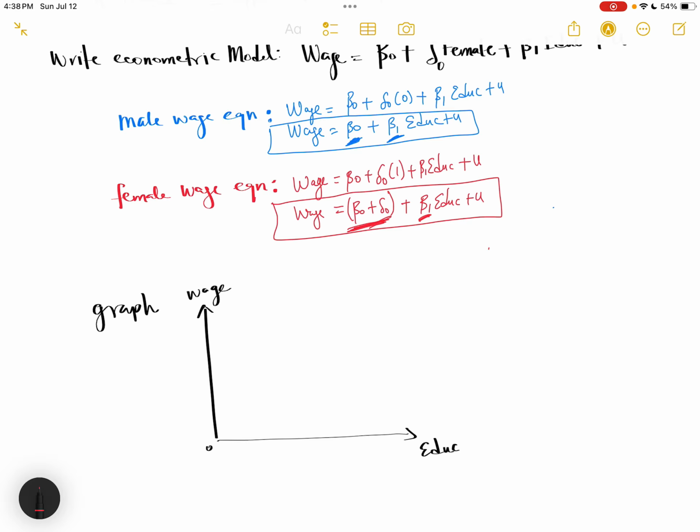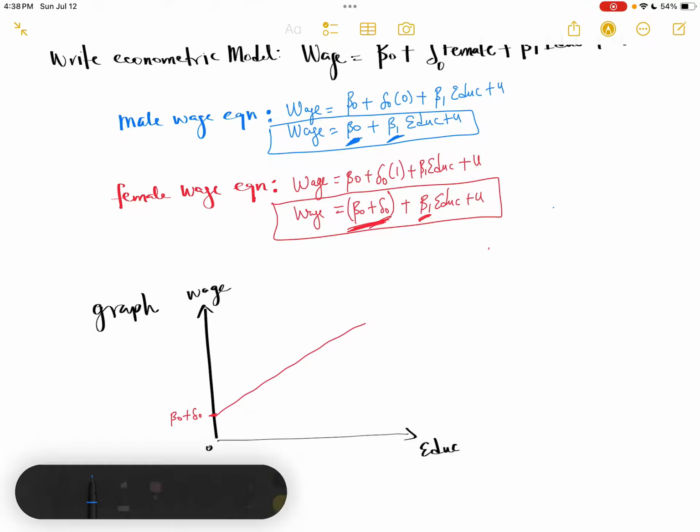And so when we draw this, I'll draw the female one first. Beta 0 plus delta 0, where delta 0 is a negative value, the beta 0 will drop down, right? So it will start lower. So this is beta 0 plus delta 0. And then the slope, beta 1, will be like that. The slope of this red line is beta 1.